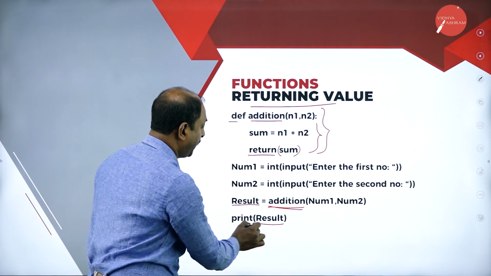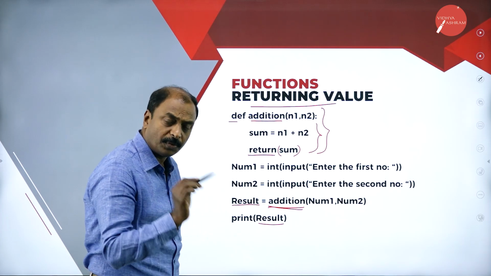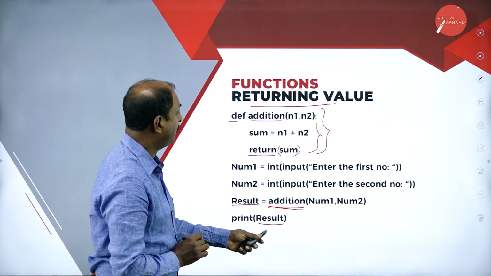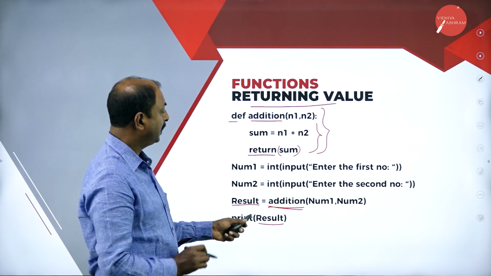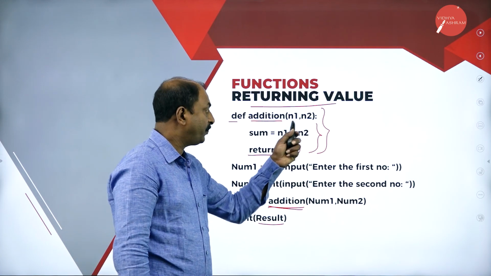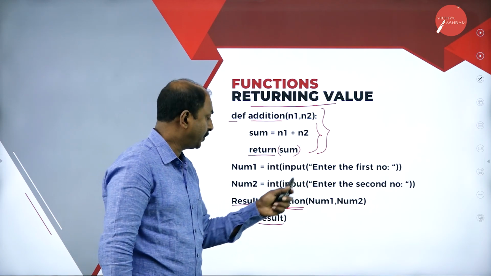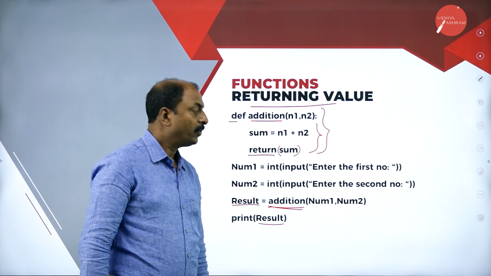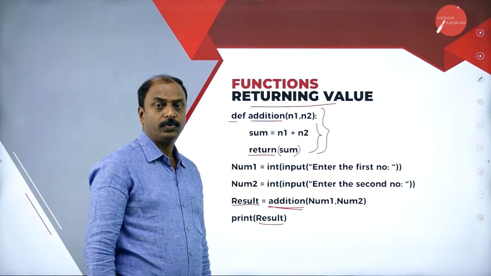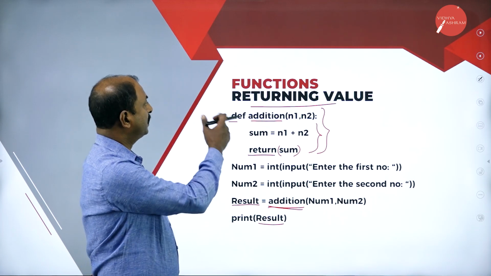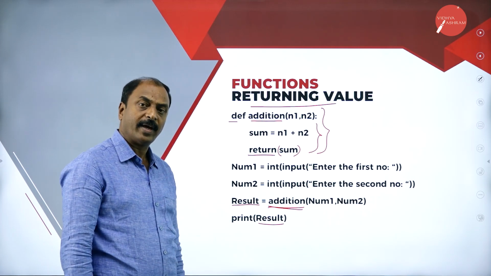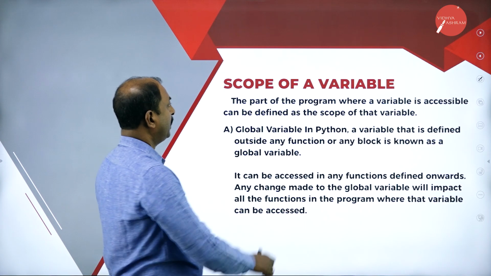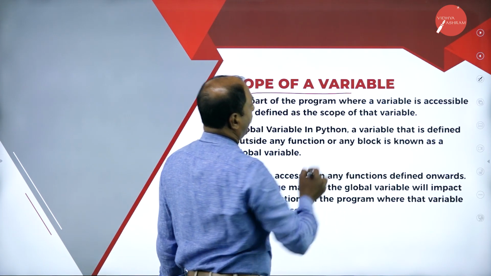Then we are going to print the result, and please note that we are not printing the variable sum, because the result of this function has already been transferred to the variable result. So this is how the function returns a value to the calling function. So this is functions returning a value. In the next slide we will see scope of variables.